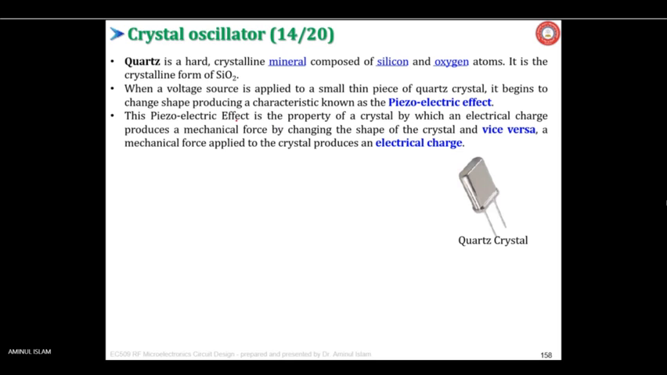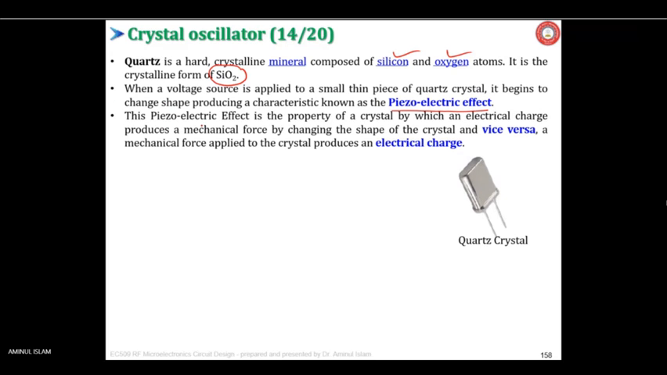Quartz is a hard crystalline mineral composed of silicon and oxygen atoms. It is the crystalline form of SiO2, silicon dioxide. Basically an insulator. When a voltage source is applied to a small thin piece of quartz crystal, it begins to change shape, producing a characteristic known as the piezoelectric effect. You all are aware of that. Yes or no?